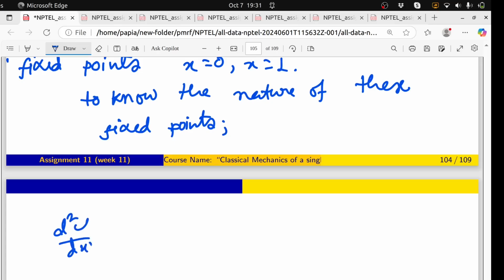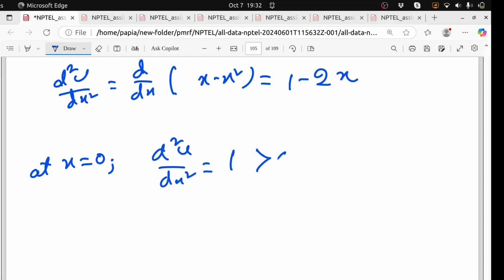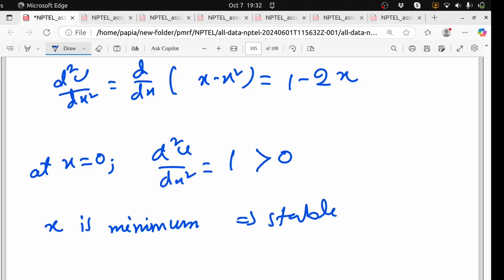d2U/dx2. So d/dx of x minus x squared, which is 1 minus 2x. At x equals 0, d2U/dx2 is 1, which is greater than 0. That means x is a minimum. So it is a stable fixed point.